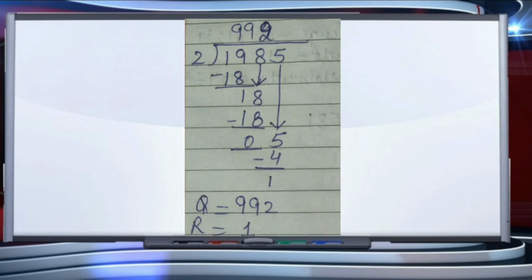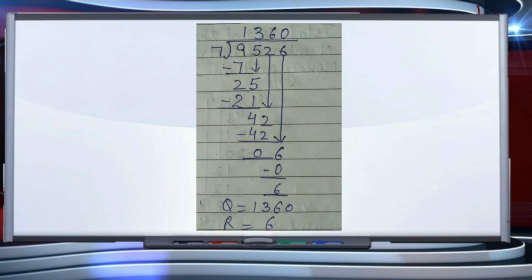In the sixth part, we are having 1985 divided by 2. So we will write 2 9s are 18 and 19 minus 18 will be equal to 1, and we will bring 8 down again. Then 2 9s are 18. 18 minus 18 will be equal to 0. Then we will bring 5 down. 2 2s are 4. 5 minus 4 will be equal to 1, and the quotient is 992 and remainder is 1.